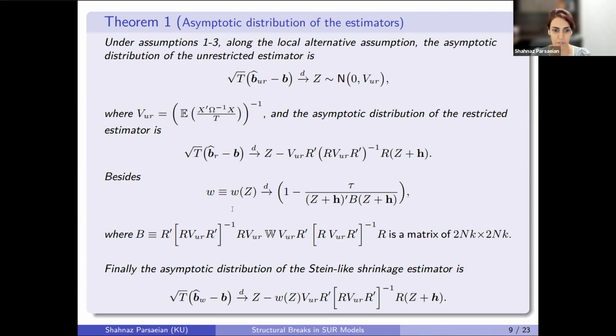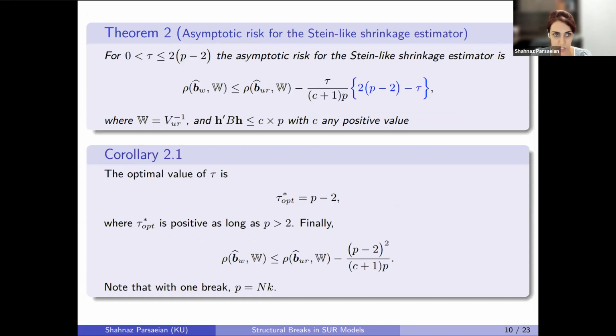And because the combination weight has some random parts, I derived the distribution of the combination weight, and by having all of this, finally we are able to derive the asymptotic risk for the Stein-like shrinkage estimator, which is a nonlinear function of the random vector z, and also depends on the magnitude of the break. By having the asymptotic distribution, we are able to derive the asymptotic risk for the Stein estimator.